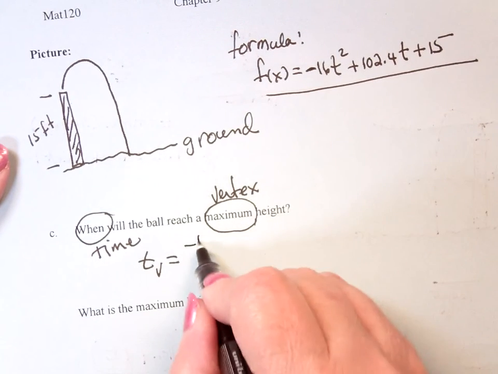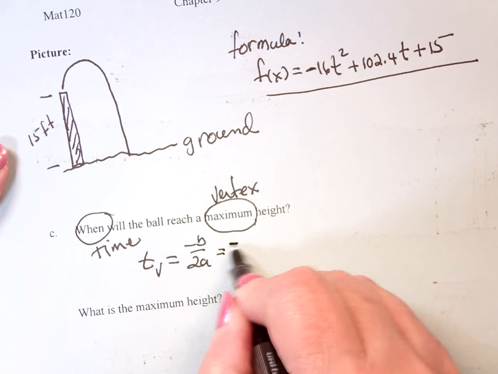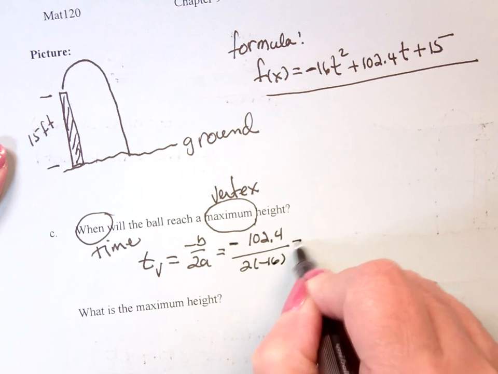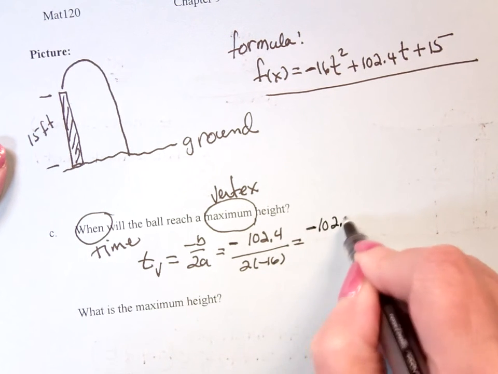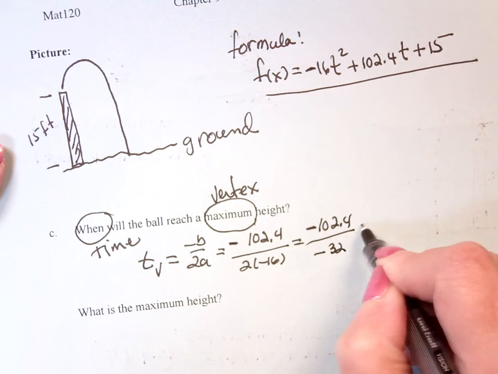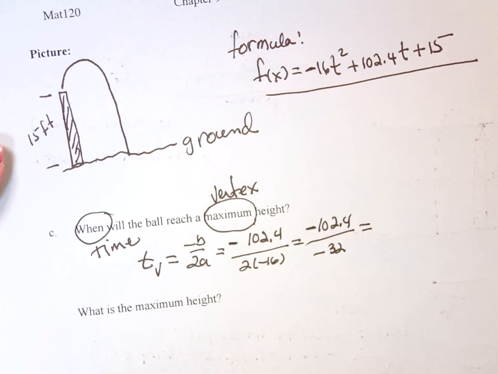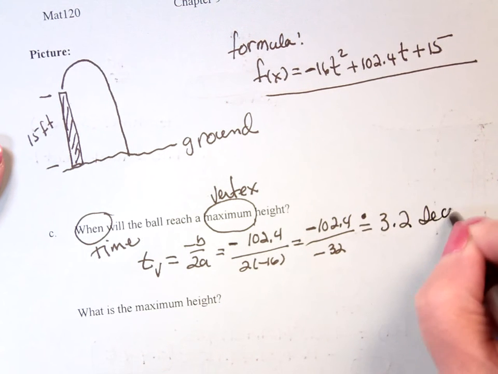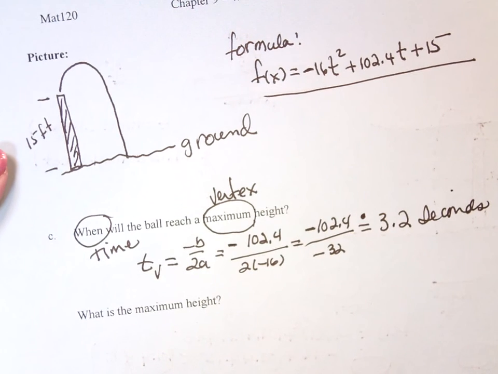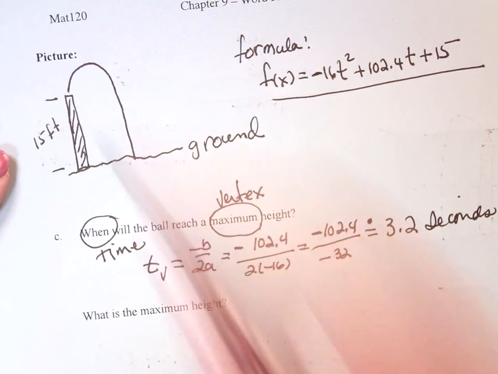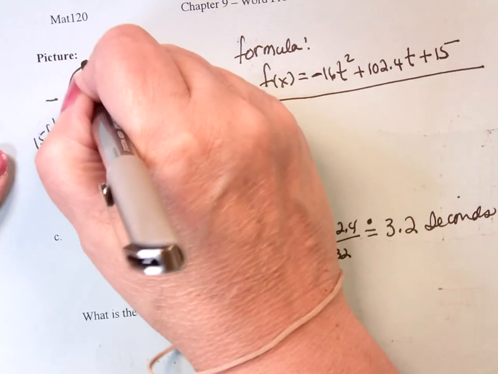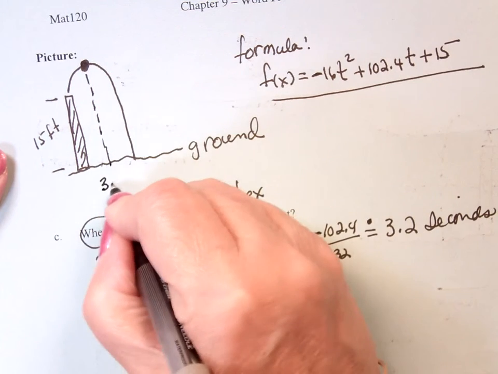Well, it's minus b over 2a, which is minus 102.4 over 2 times negative 16, which is minus 102.4 over minus 32. So 102.4 divided by 32 is 3.2. It's approximately 3.2 seconds. So I know when it reaches the maximum. Remember, the maximum is the vertex. The x value is 3.2 seconds.